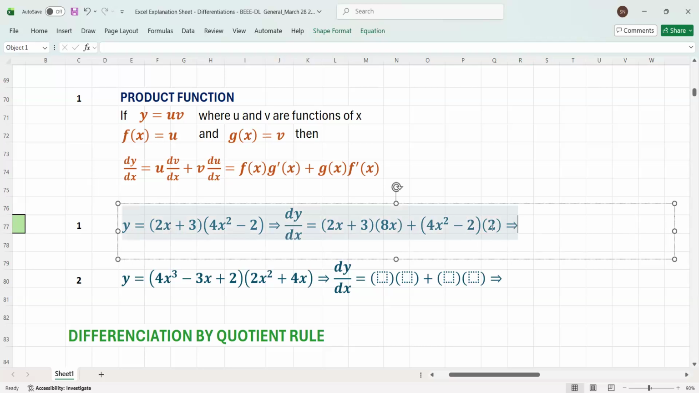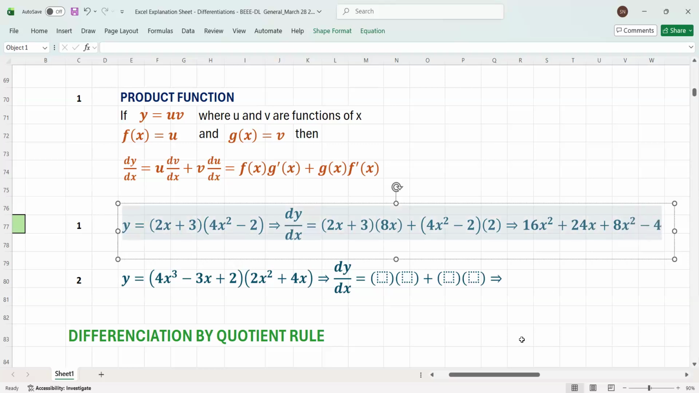Okay, so now if we simplify, we simply are going to get the 8x will multiply 2x. That is going to give me 16x squared. 16x raised to the power 2. And then 8x will multiply 3. 8, 3, 24. So plus 24x. So that takes care of this left-hand side. And then the right-hand side, I'm going to get plus 2 multiplying 4x squared. That is going to be 8x squared. And then 2 multiplying negative 2, that will give me negative 4.